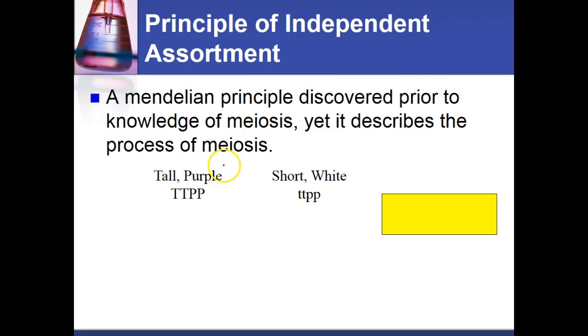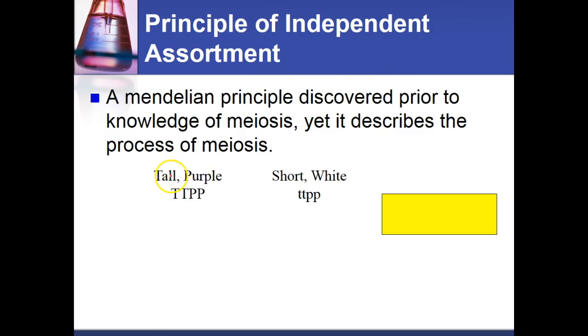If we cross a tall purple plant, and we're not talking about people because people are not purple, but if we cross a tall purple pea plant with a short white pea plant, if you remember from the pea plant characteristics or the traits that were easily identifiable. Tall versus short was one of them that Mendel looked at, and purple versus white was one of them that he looked at also. And so we're going to assume that tall and purple are both dominant.